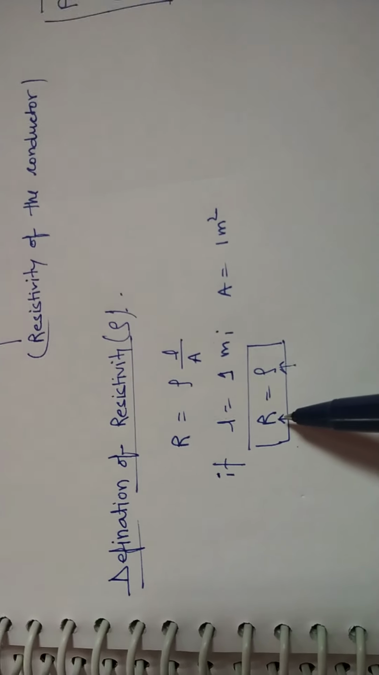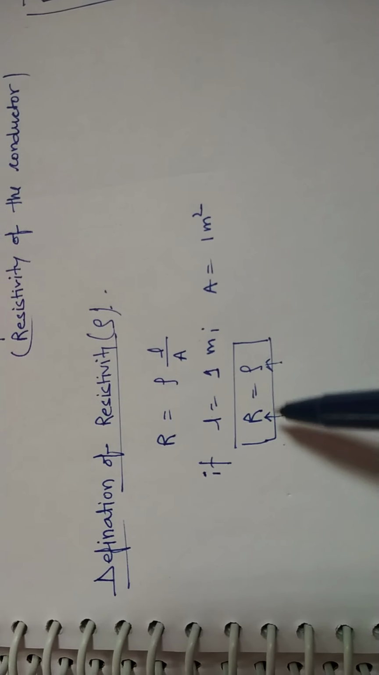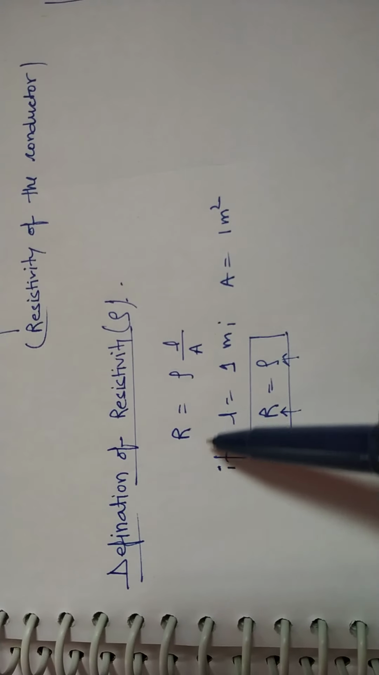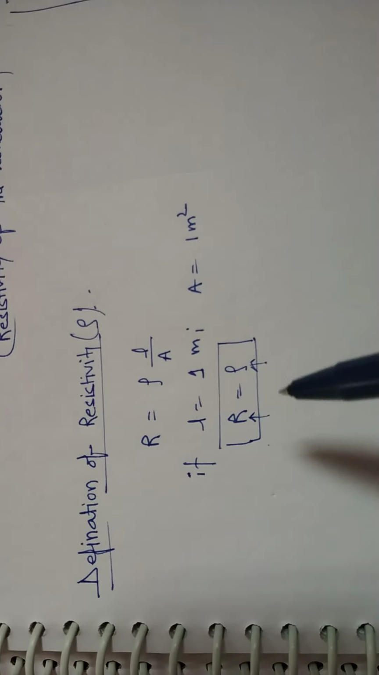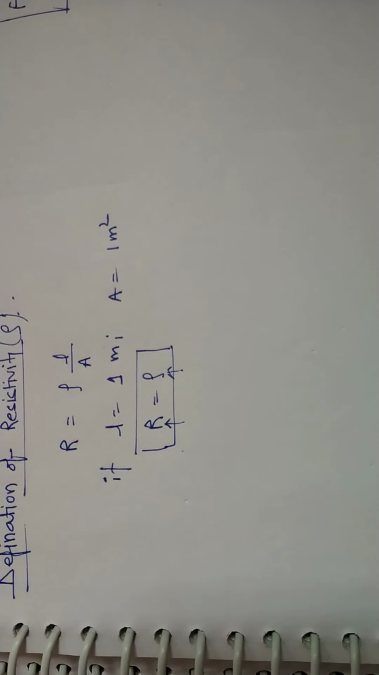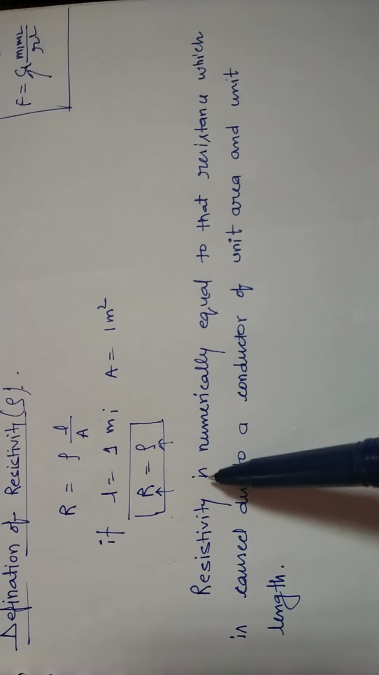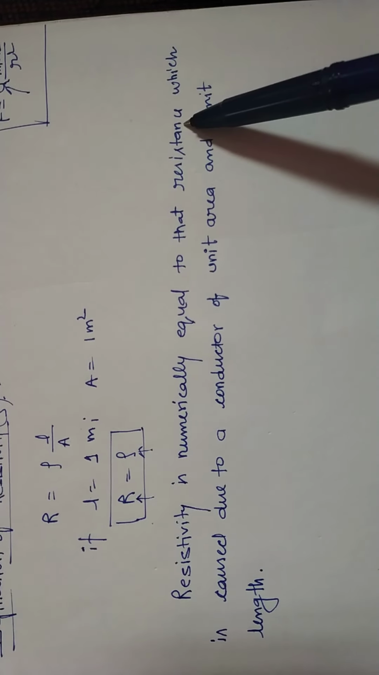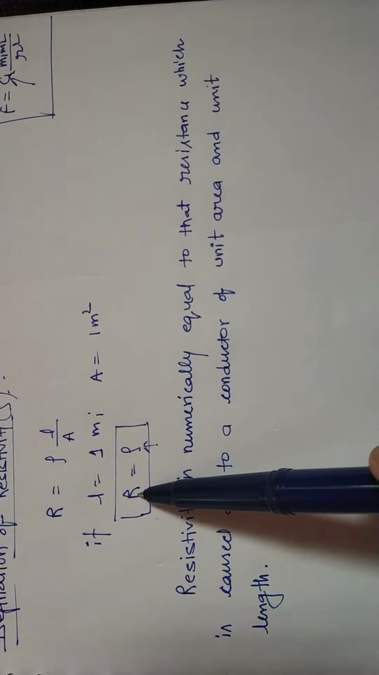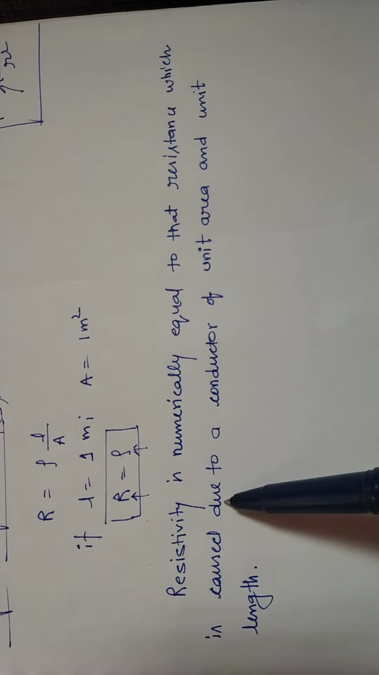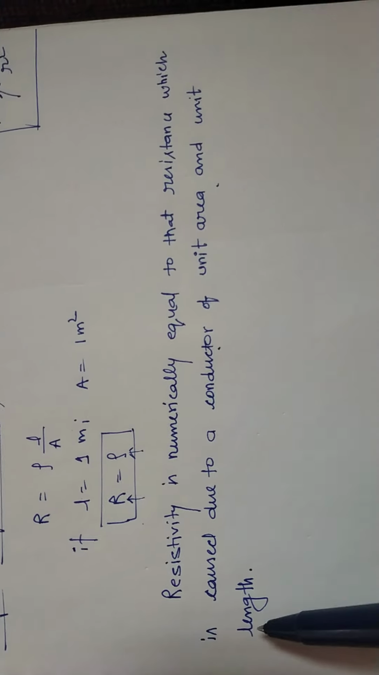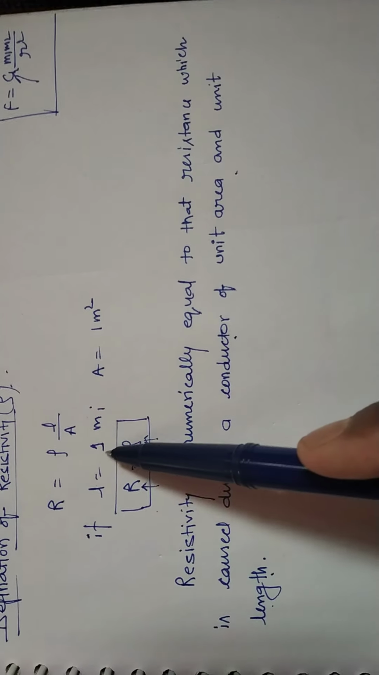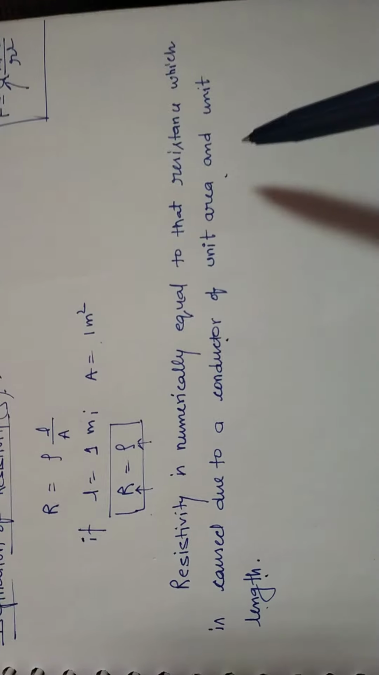The same condition is here. Now whenever we define resistivity, we need to include all these things in a statement. Let me write the statement, then I'll tell you how to do it. Here we see resistivity is numerically equal to that resistance which is caused due to a conductor of unit area and unit length. Unit means 1, so 1 length and unit area. This is how you can write the statement of it.